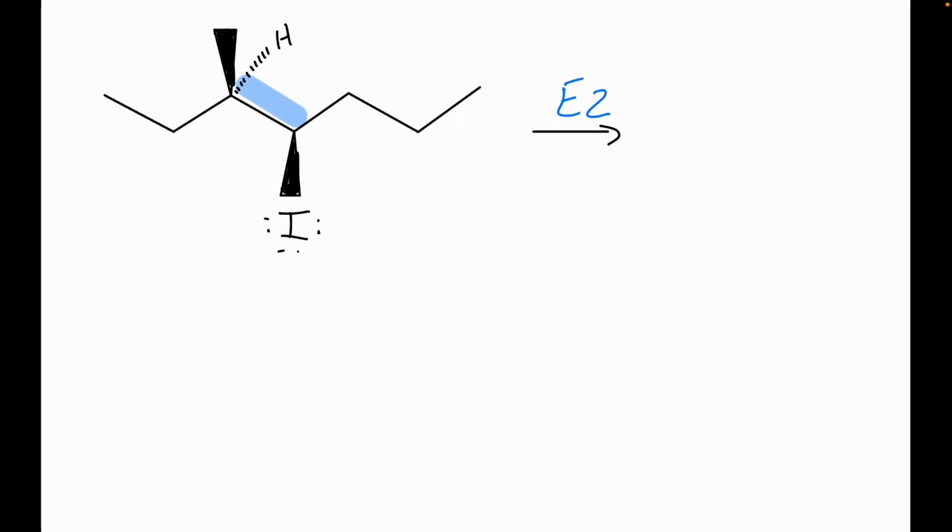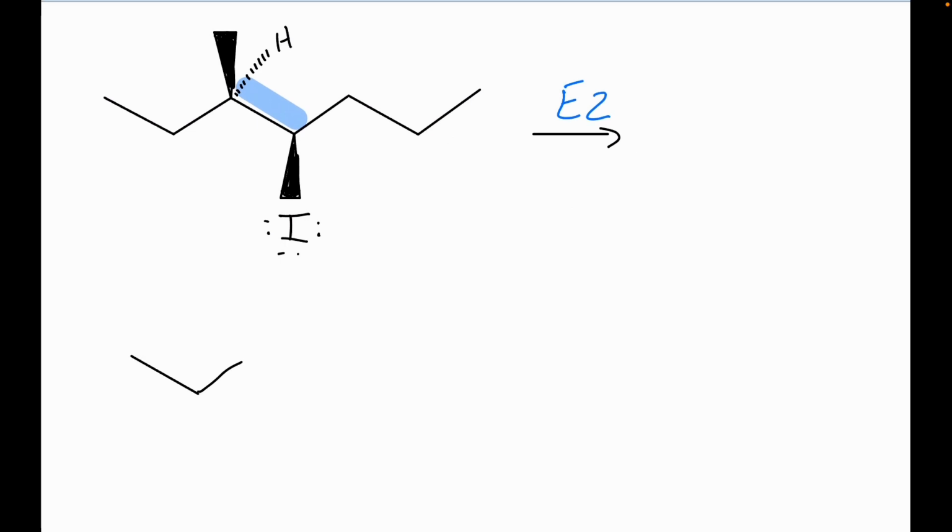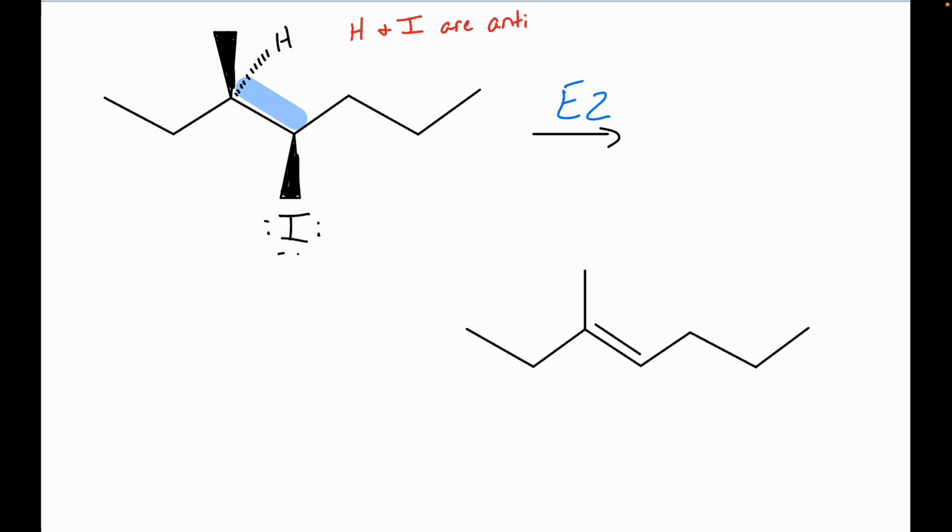So in order to draw my alkene product, I'm just going to put in my double bond and flatten out that wedge. So here's my double bond. And again, I'm not going to draw a wedge here because that would be wrong. I have to just draw a straight line. Boom. Okay, and again, my H and I are anti. They're on opposite sides.